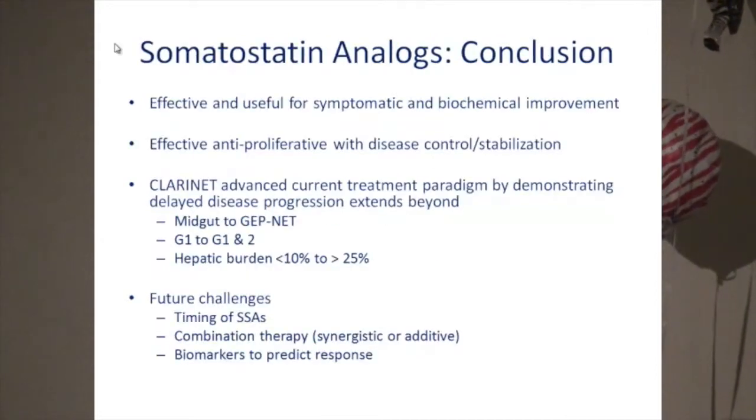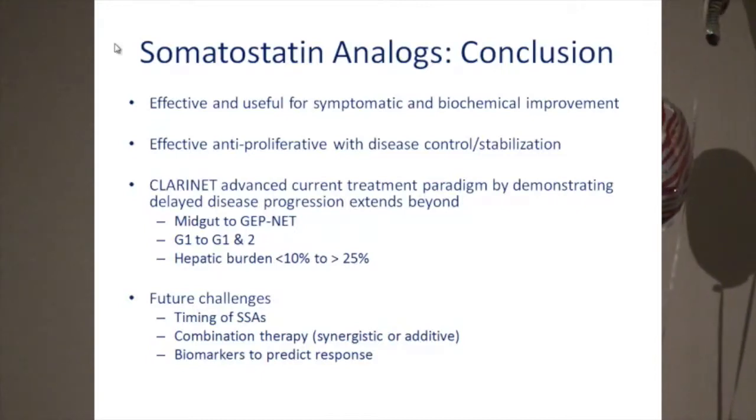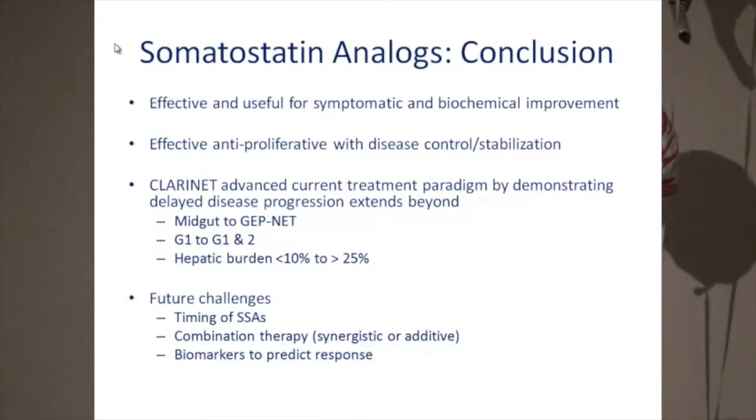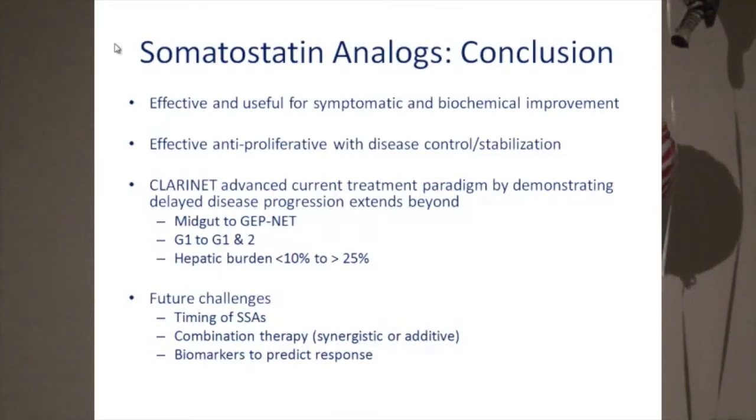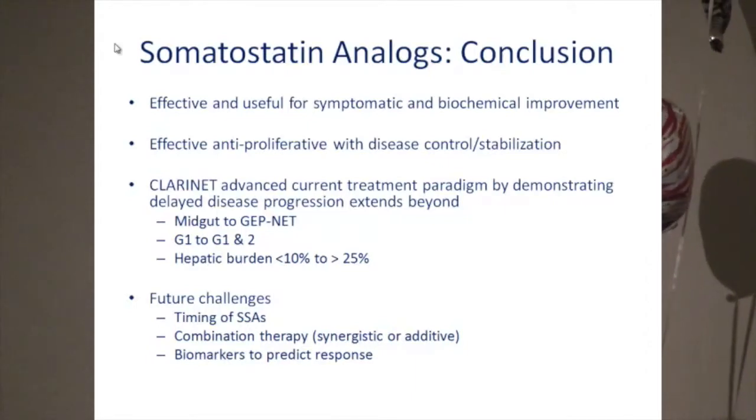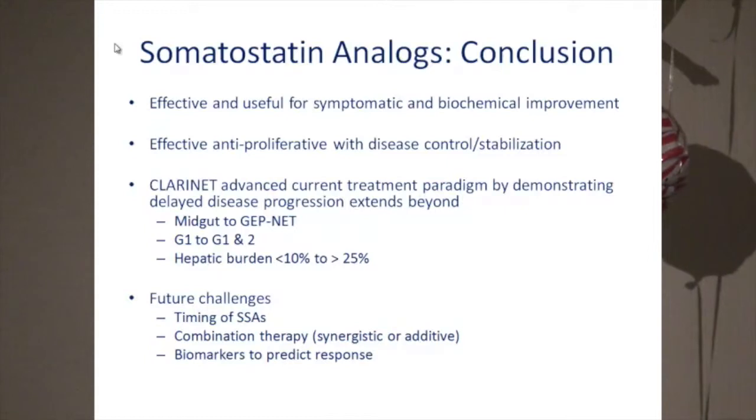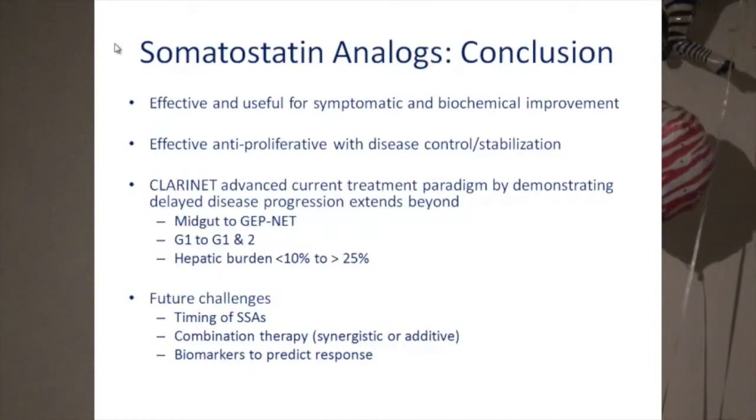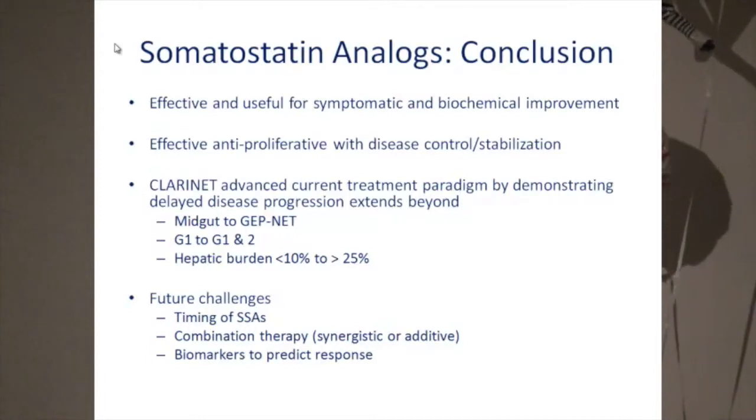So the conclusion here about somatostatin analog is this. Somatostatin analogs are effective and useful for symptomatic and biochemical control, to improve symptom control. It is effective as an anti-proliferative agent to control disease, mainly to stabilize disease, or cytostatic. CLARINET treated patients with advanced neuroendocrine tumor that is well differentiated, but they extended the applicability to midgut as well as pancreas, as well as grade 1 and 2, as well as those that have hepatic tumor load that is greater than 25%.